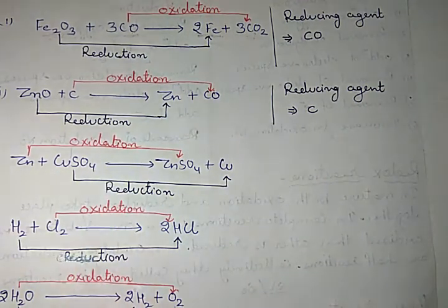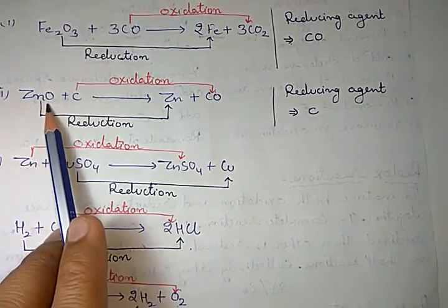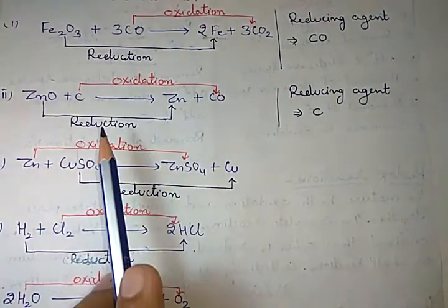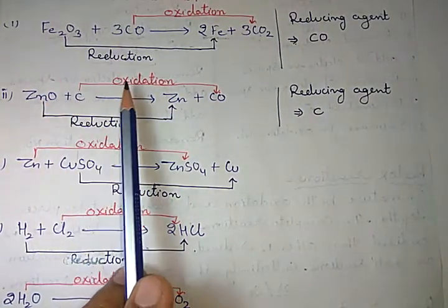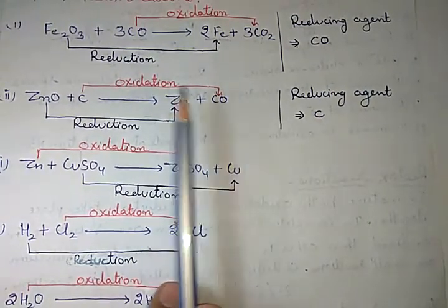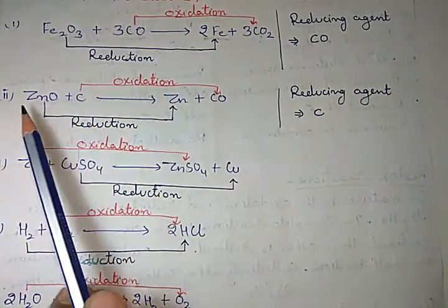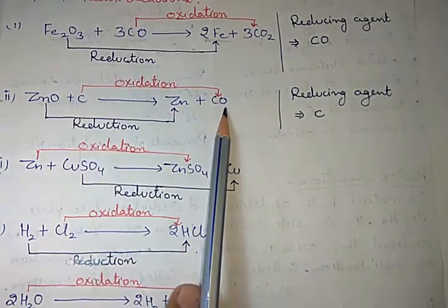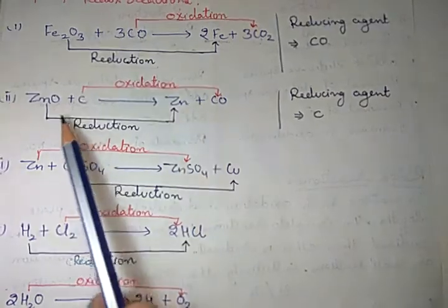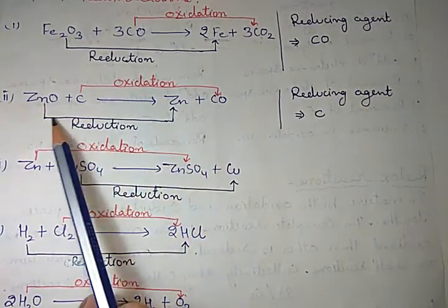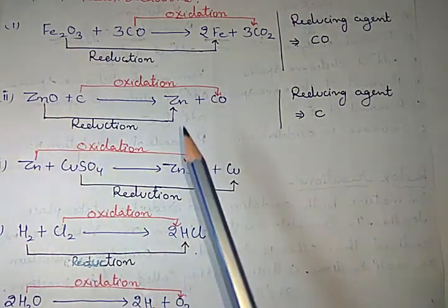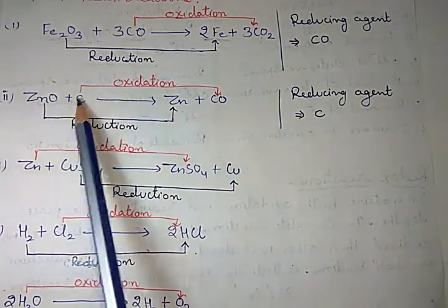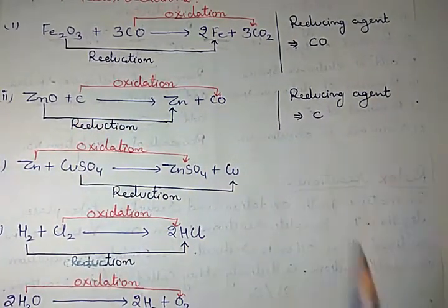Again here, zinc is bonded with oxygen, but here it loses it, so that is reduction. Similarly here oxygen is added, so carbon is oxidized. So here zinc oxide is reduced into zinc and carbon is oxidized into carbon monoxide. So this is reduction, that is oxidation. Again, which is the reducing agent? The substance which is going in oxidation. Which one? Carbon. So that is the reducing agent.